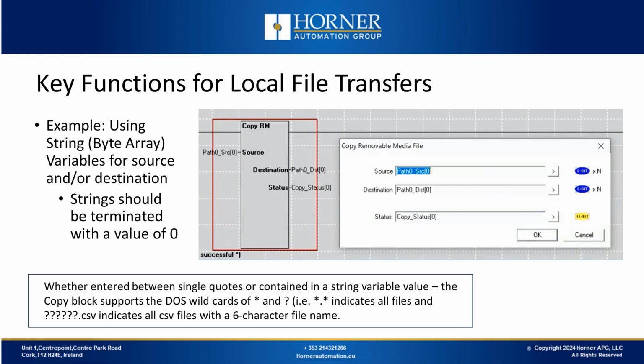When using these copy function blocks, whether it's with variables or path destinations between single quotes, you can use DOS wildcards, such as the asterisk and question mark, within the file names and paths. For example, asterisk.asterisk would specify a whole group of files that you might want to copy. Or a series of question marks, followed by a .csv for instance, could be used to indicate a file name of a certain length with .csv as its type.